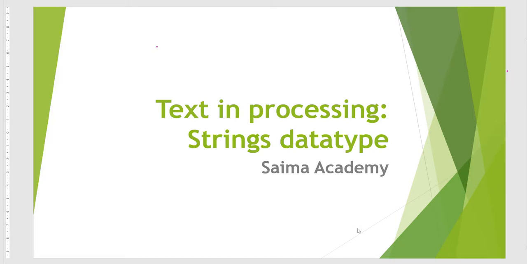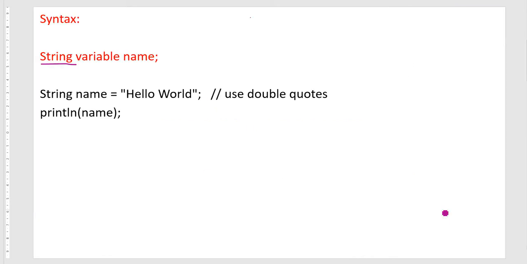In this lesson, I will explain to you text processing and the string data type. So far, we have learned integer and float data types. In this lesson, I will show you how to write a string and what the string data type is. Integer is the whole number, float is the decimal point or real number.